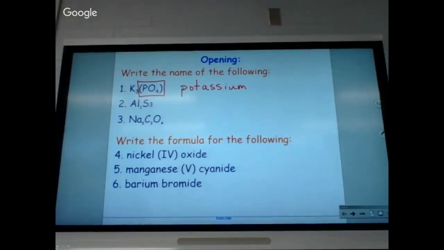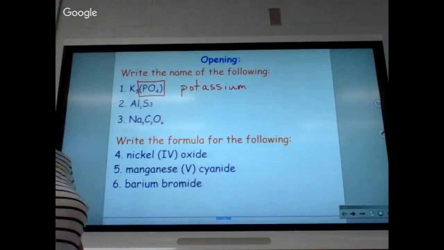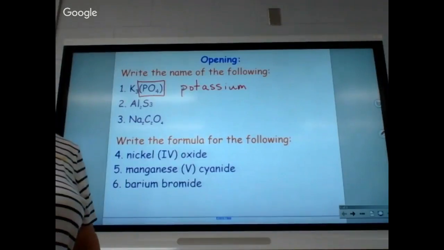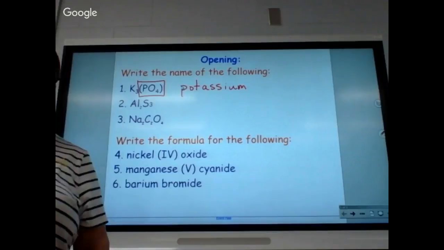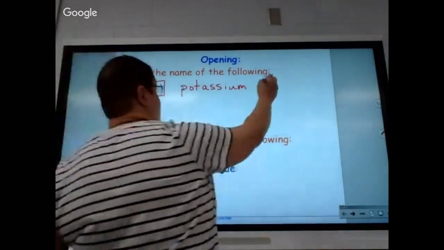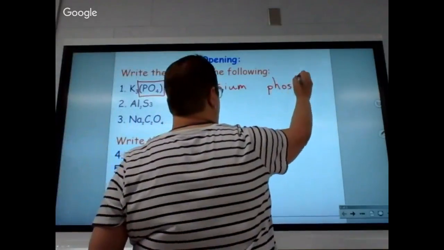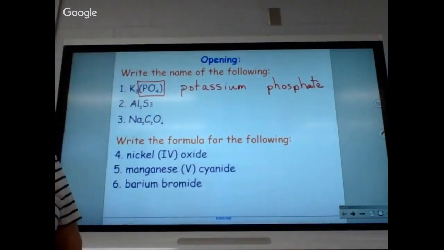All right. So after I find potassium, everything after potassium, I'm looking up together. Now, if it's a single element, what do I do to it? I add IDE. Because this has parentheses, it should jump out at me and scream, I'm a polyatomic ion. Where do I find the polyatomic ions? On the right-hand side on the blue sheet. What polyatomic ion is this? Phosphate. So I just write potassium phosphate. Do I write the word ion? No.